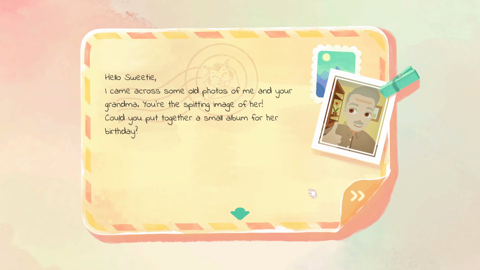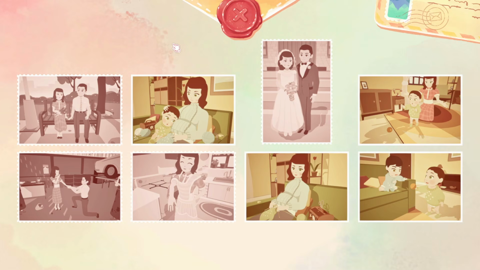So, that was just the tutorial, let's dive into an album proper. On this occasion, my grandfather's written to me, saying he stumbled across some old photos of him and my grandma. You're the spitting image of her. Could you put together a small album for her birthday? So, absolutely, granddad. On this occasion, we've got plenty more photos, but also lots of clues to work with.